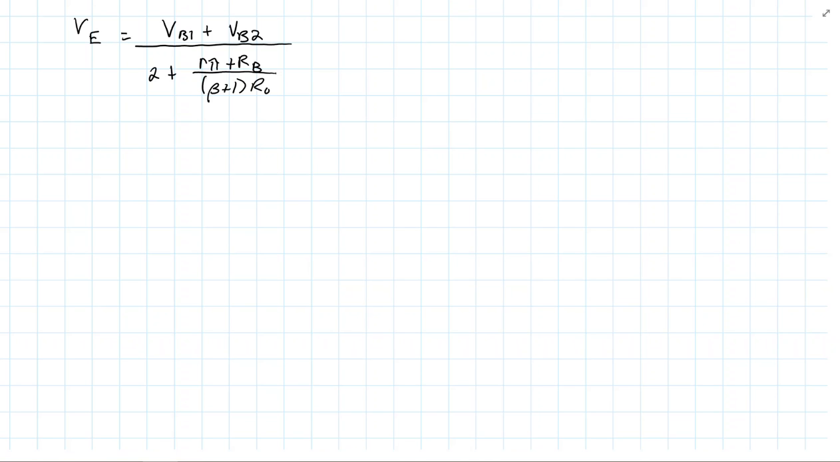Okay, so remember this is where we left off in the previous lesson: we had gotten VE to be VB1 plus VB2 over 2 plus R pi plus RB over beta plus 1 RO. Now we need to consider the output, V out, which is our output voltage.